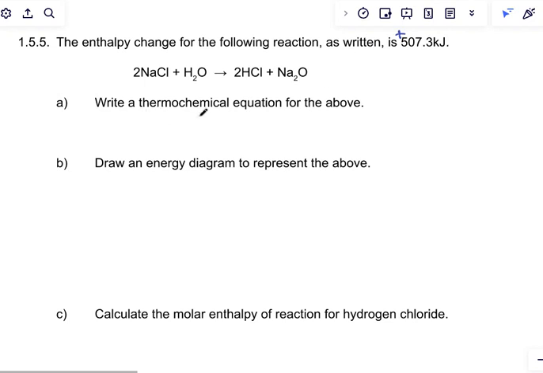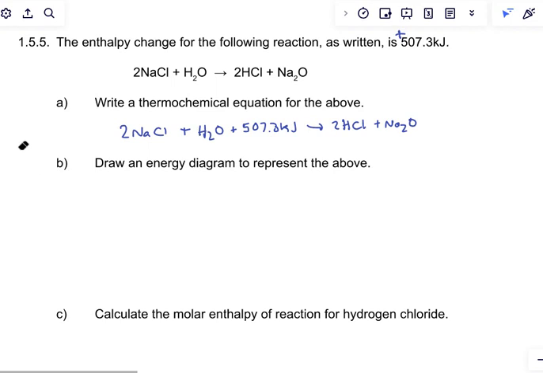And the first thing they ask for is a thermochemical equation for it, and there are two ways you can write this. Because the heat is something we put in, it's like an ingredient, we can write our reaction with heat on the left side, 507.3 kJ. This is one way to write a thermochemical equation, the heat on the left meaning it's something we have to put in to make the reaction go.